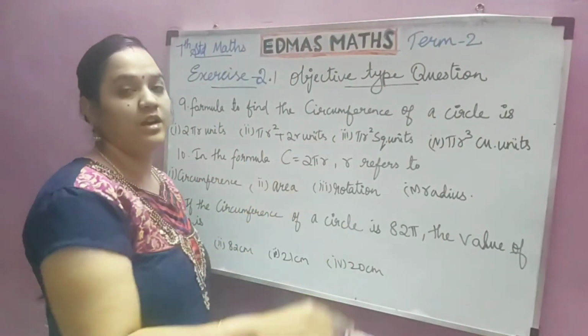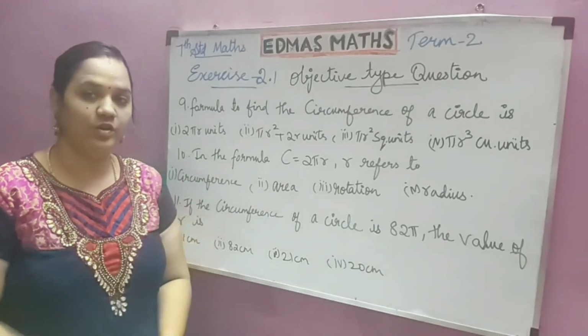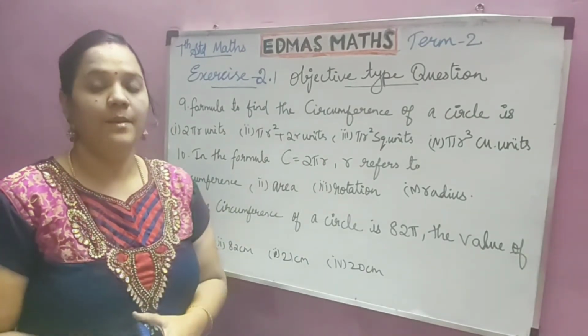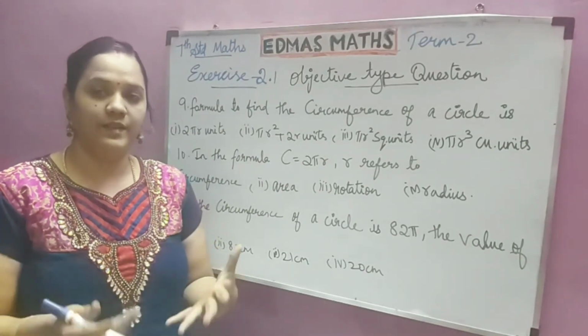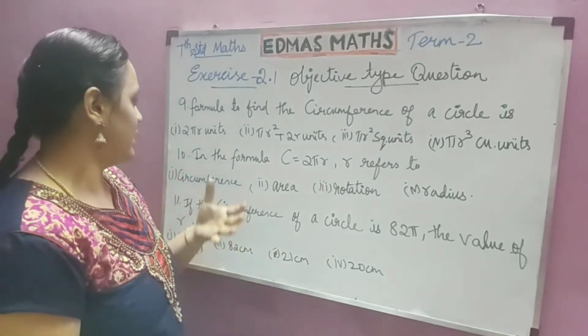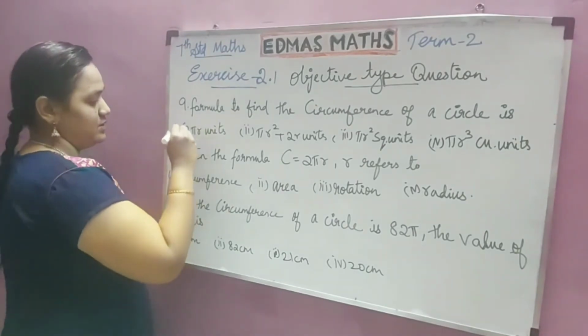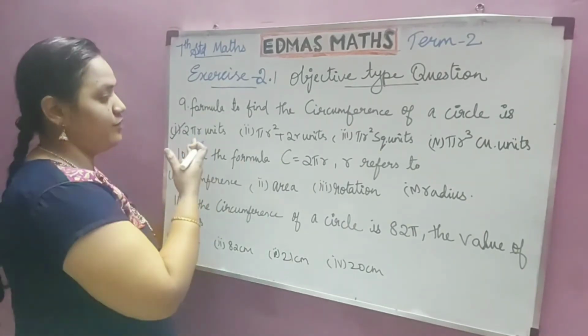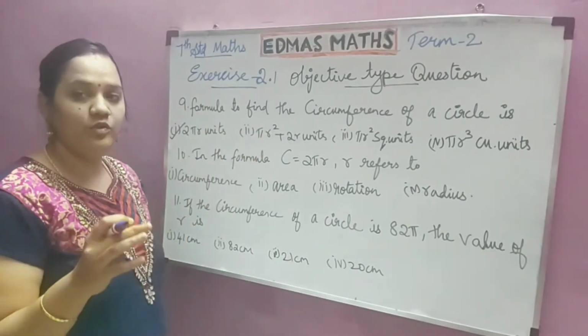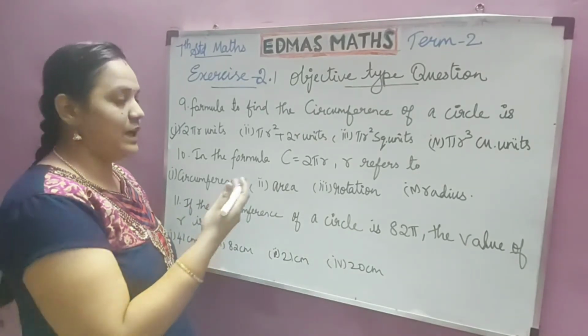Objective type questions. 9th one. The formula to find the circumference of the circle is. Already we know 2 formulas. One is pi d units and the other one is 2 pi r units. If the option is given as pi d units, you can select pi d units as your answer.